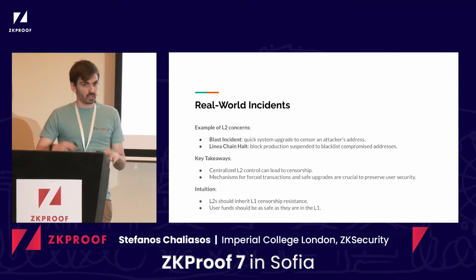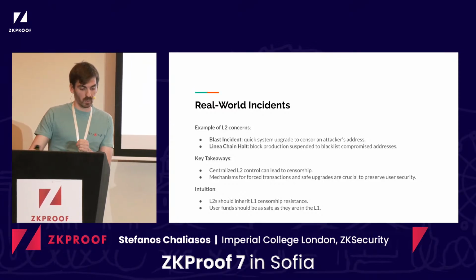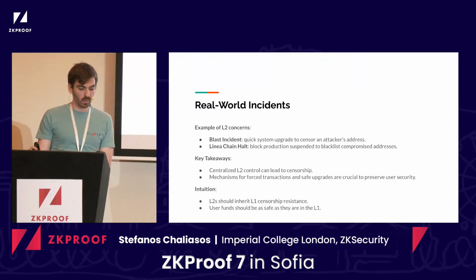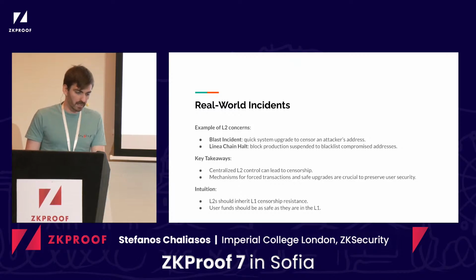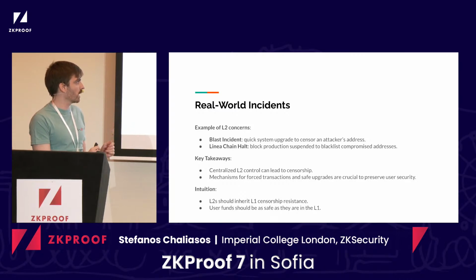So in the rollup world, we had some incidents. I would say benign incidents where, for example, in the Blast rollup, there was a very quick upgrade to censor an attacker's address. And in the Linea chain, there was an incident when block production stopped for a while, so they could blacklist some compromised addresses. Although those are benign cases, that's something we don't really want to happen in a blockchain, even if it is an L2 blockchain.